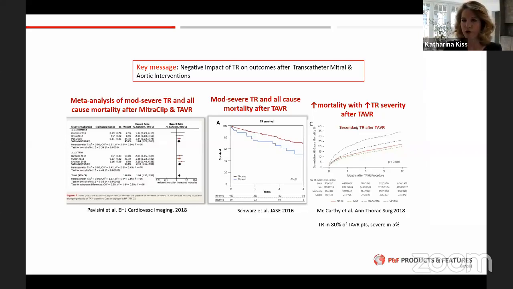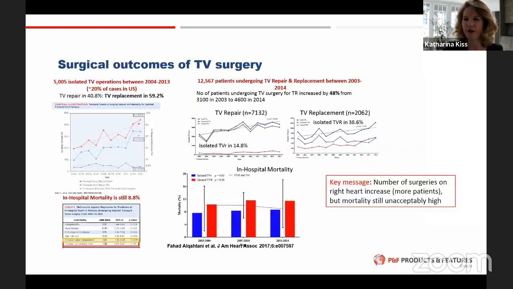Same is true if we combine transcatheter mitral and aortic interventions. And I think this is like our most recent situation. We have treated a patient with MitraClip, we've done TAVI. Does tricuspid regurgitation impact survival? Yes, it does. It does impact survival after TAVI or after combined disease. In the presence of moderate to severe TR, the patient will have a worse prognosis. So we have to take this into consideration when treating those patients.